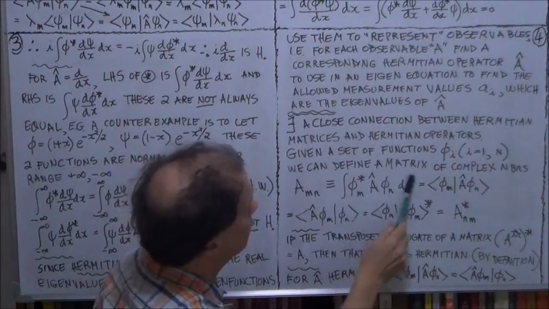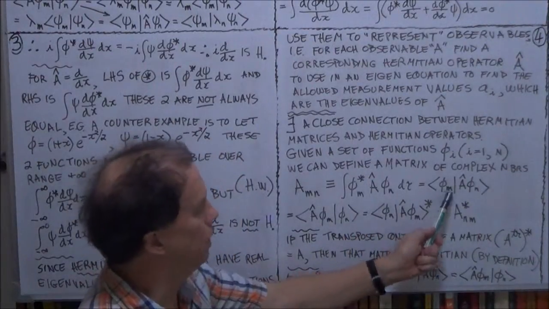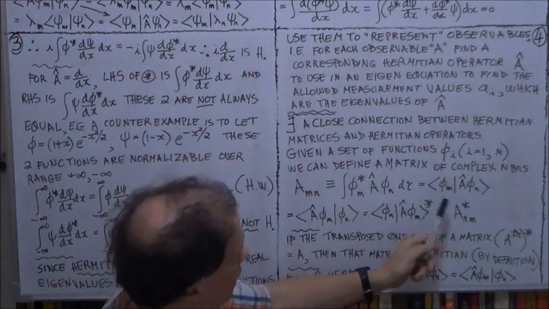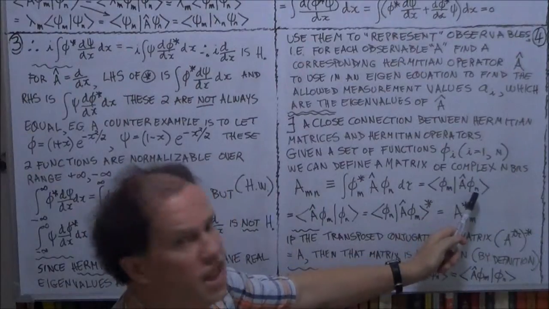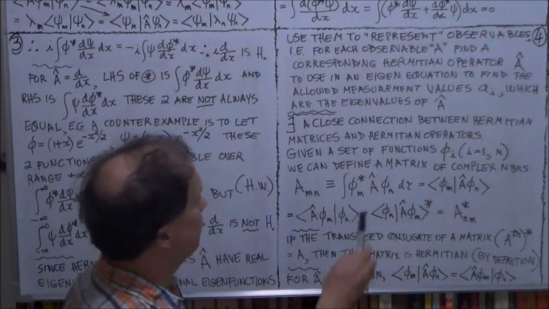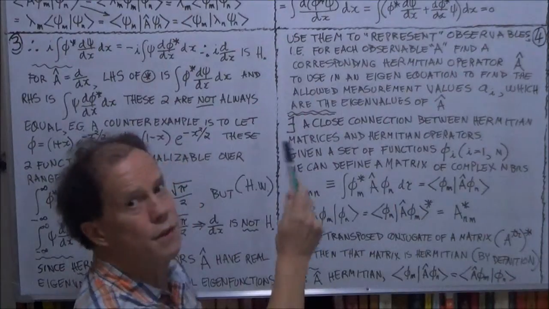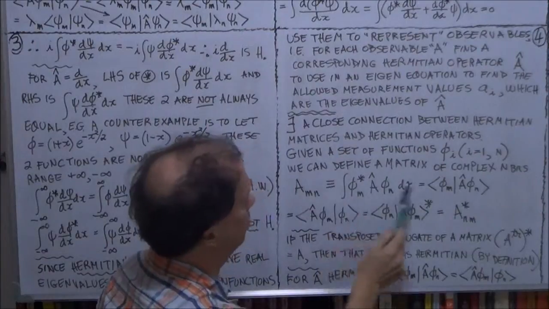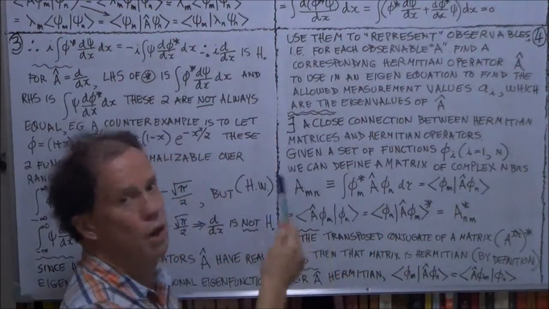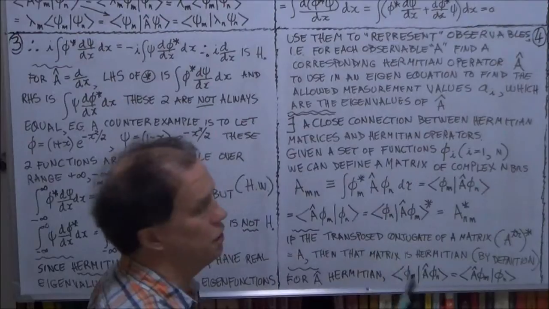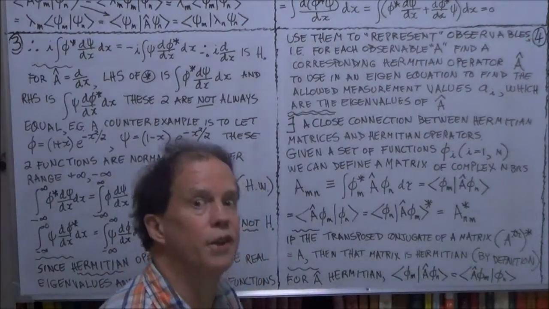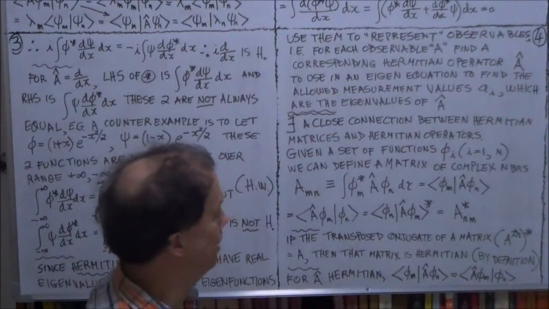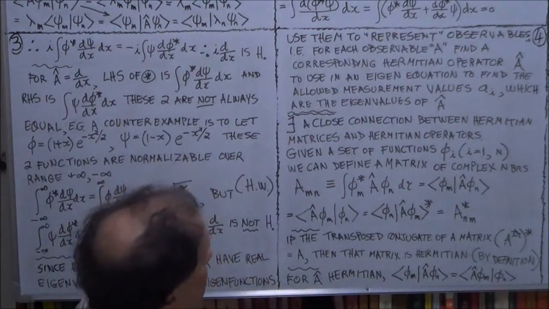Now, this we can just rewrite in the Dirac bracket notation. Phi n is the bra, and the ket is A hat phi n. So the elements of your Hermitian matrix are defined in these terms, or these terms. These two are just equivalent. They're two different notations: this is the overlap integral notation, and this is Dirac's bracket notation.